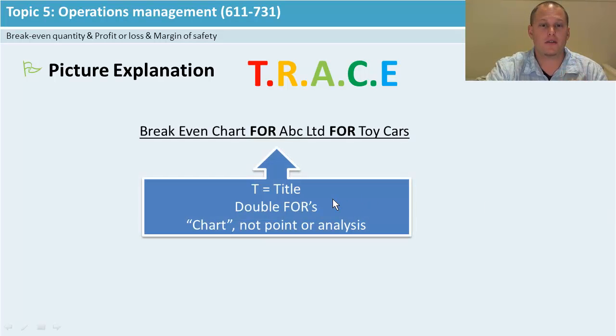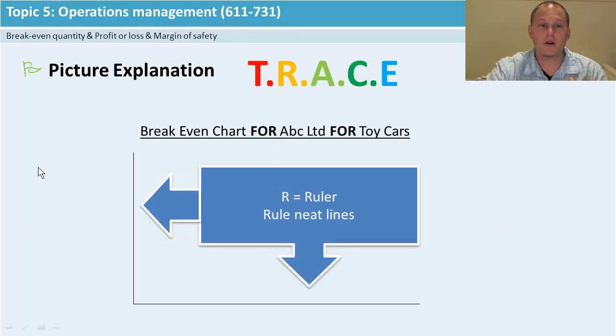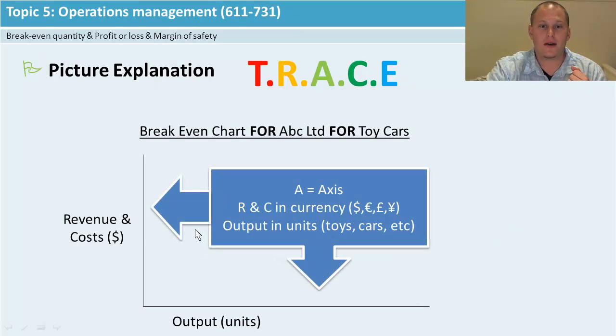So make sure you chuck the title in, and there's the double 4s, and make sure you call it a chart. It's not a point, it's not break-even point, it's not break-even analysis. You might even lose a mark if you write those wrong words in. You're definitely doing a break-even chart. Make sure you grab your ruler, nice and neat on the sides as you go through. Don't hand draw it. You saw on the previous marking thing, you can go down to 3 marks if you stuff this up.